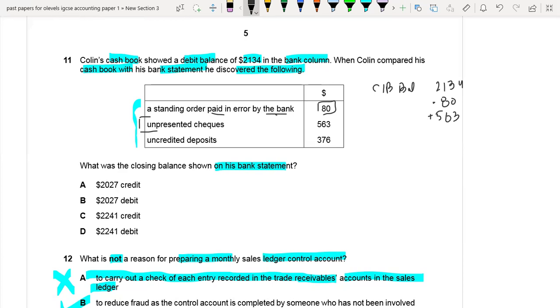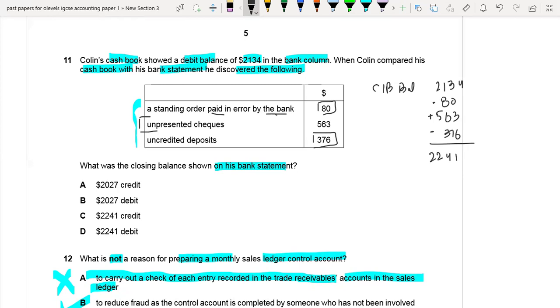Uncredited deposits, which is 376. Basically this is not added by the bank, so that's why we have to deduct it. It is added by you but is not added by the bank because this is still uncredited. So that's why we have to deduct it to find out the bank statement balance. So 2134 minus 80 plus 566 minus 376. So we will have the total balance in the bank statement, which is 2241.